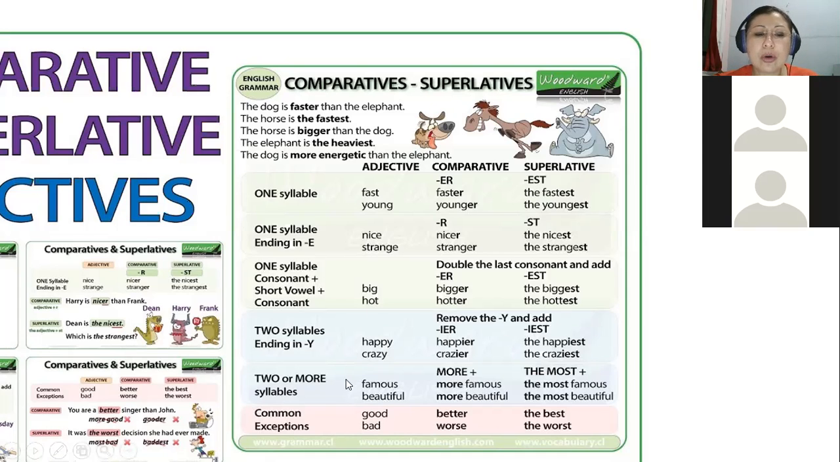But if I have two or more syllables, you say famous, more famous, the most famous. Famoso, more famous than, más famoso que, the most famous, el más famoso. Beautiful, more beautiful, the most beautiful. Hermoso, hermosa, más hermoso o hermosa, el más hermoso, no comparison. Okay, some exceptions are good, that you say better, the best. Bad, that you say worse, the worst. Okay?